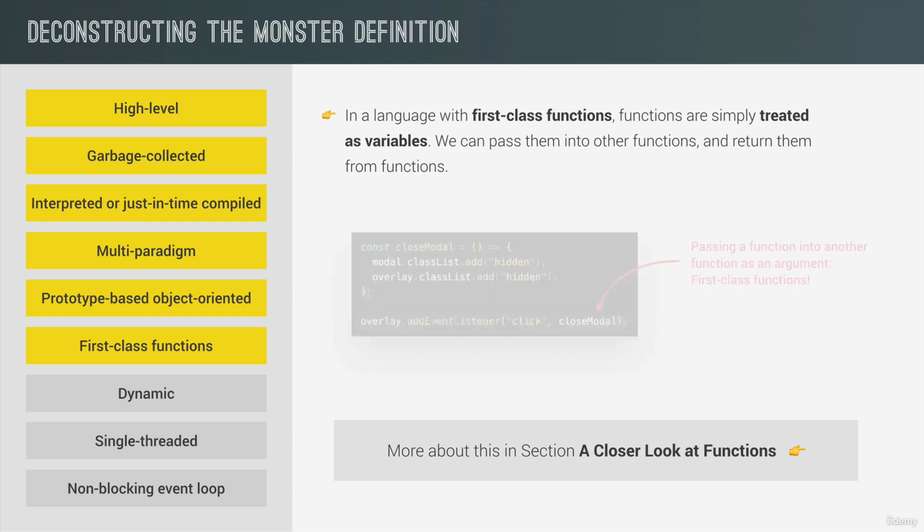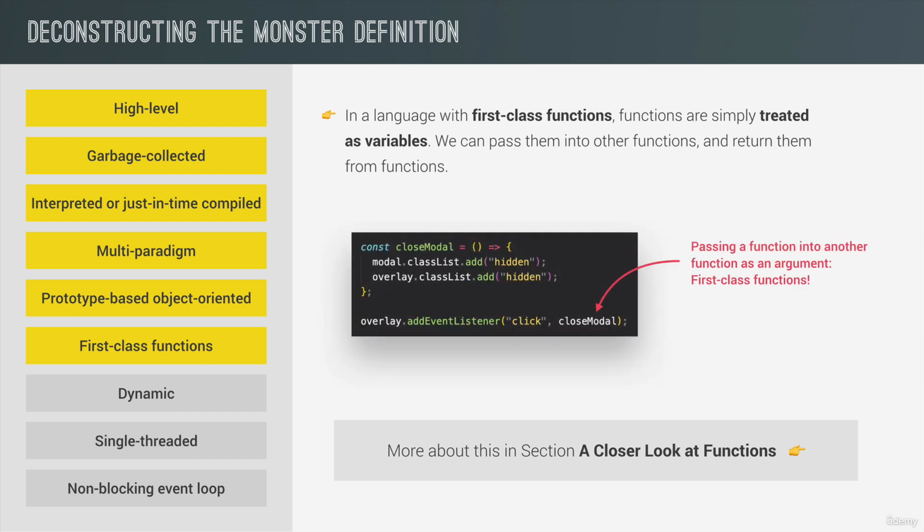So remember this piece of code that we wrote for closing the modal window that we built before. So right here, we passed the close modal function into the add event listener function as if it was just a regular variable, right? And actually, not all languages have first-class functions, but JavaScript has, and it is amazing. Believe me, it's really, really helpful.